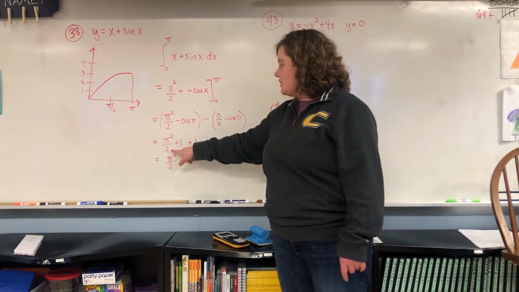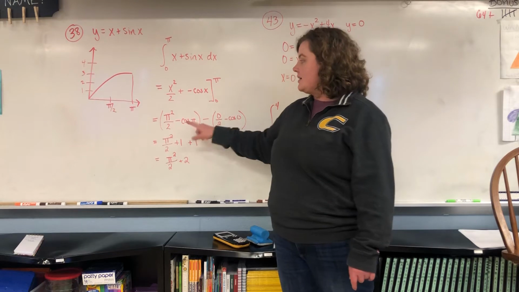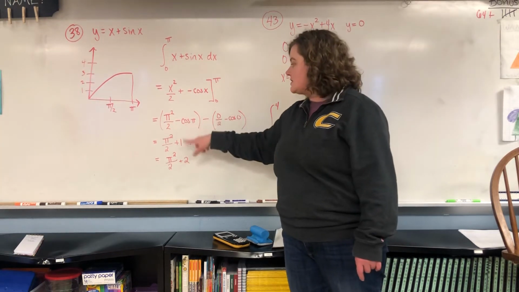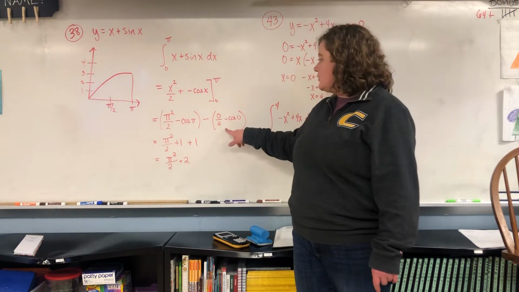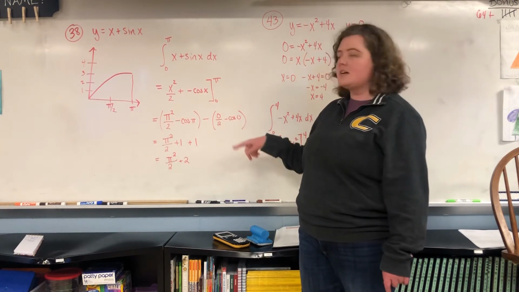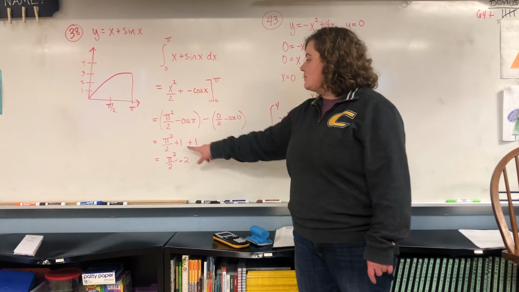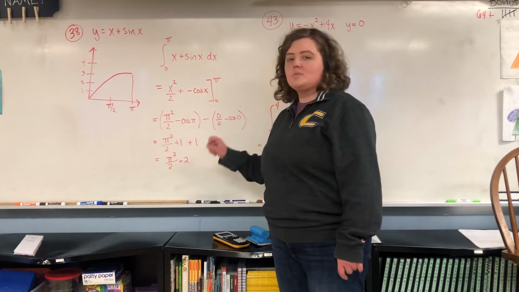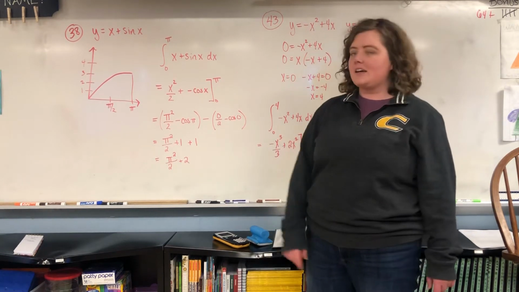Okay, so you have pi squared over 2. Cosine of pi is negative 1, so a negative and a negative make a positive. And then over here, this is 0. Negative and a negative make a positive. Cosine of 0 is 1. So you get 1 plus 1, so you get pi squared over 2 plus 2. You can just leave it like that.